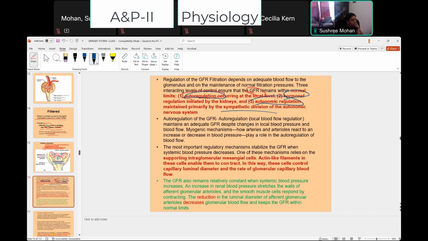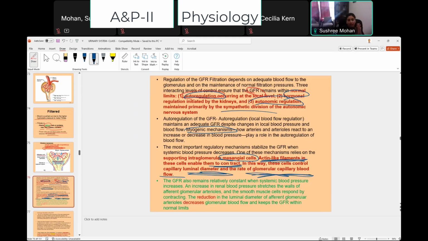First of all, the autoregulation. And we know that the GFR, despite changes in local blood pressure, will try to maintain a constant blood pressure in the glomerulus by the myogenic mechanism. So how does this myogenic mechanism work? I told you that the glomerular capillaries have mesangial cells in between them. Going back to that slide previously, we talked about mesangial cells between the glomerular capillaries. Now, these mesangial cells have actin-like filaments and they can contract. In this way, these cells control the diameter and the rate of glomerular capillary blood flow.